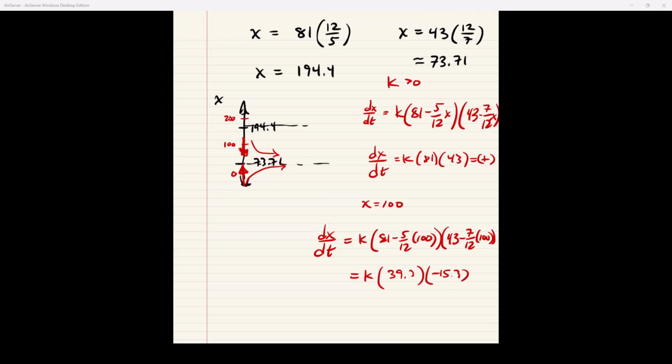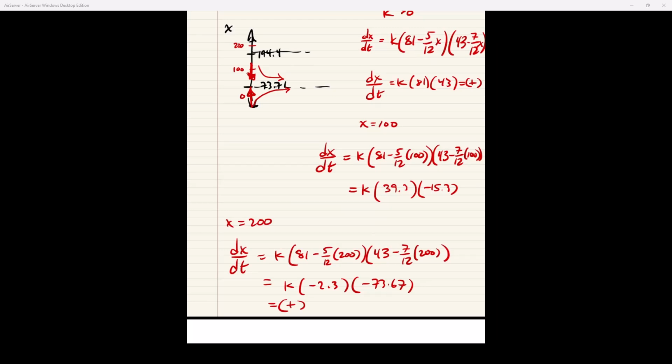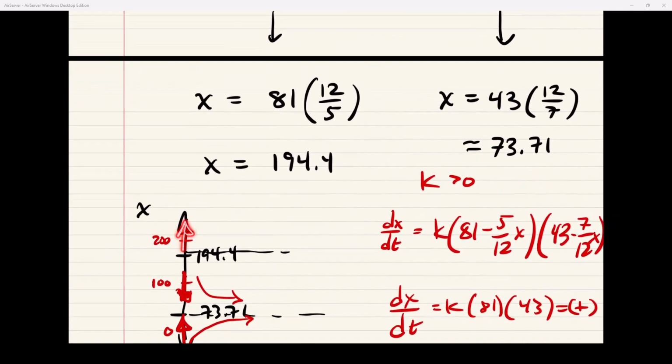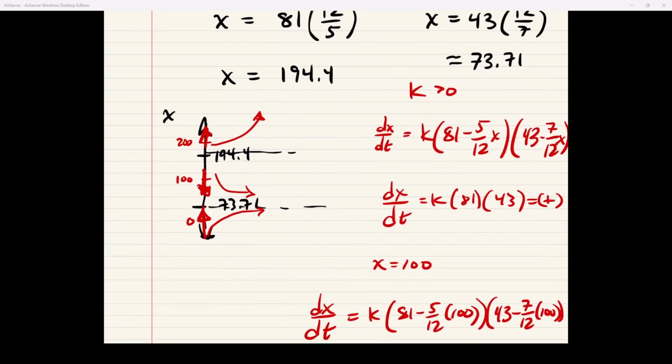And I guess just to be complete, what if x was actually equal to 200? What would happen then? What's the sign of the derivative dx dt? As a test point of 200, we get k times... What I'm seeing now is that both of these are negative, which means overall the derivative is positive. So the function would actually be increasing if we had more than 194, this critical point. So that's an unstable critical point, and it would increase over time. But in every one of these examples, we're assuming that we start off with 0.